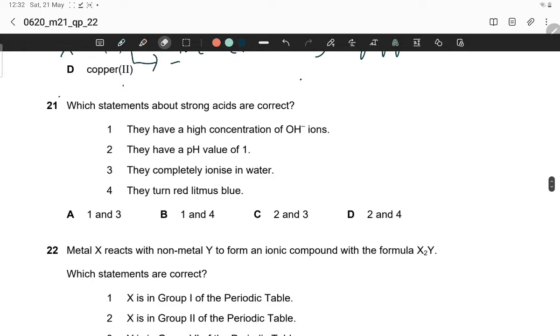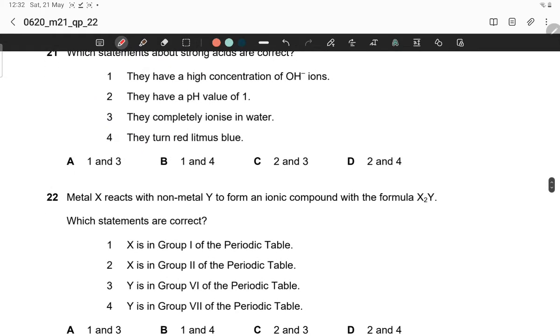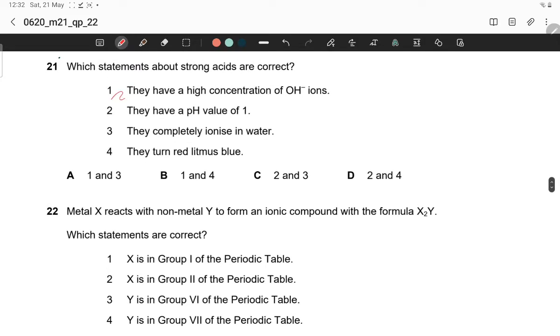Which statement about strong acids are correct? They have high concentration of OH ions, not correct, because they have a high concentration of hydrogen ions. OH ion, this is base, alkaline solution, strong alkaline solution. They have a pH value 1, correct. They completely ionize in water, yes, correct.